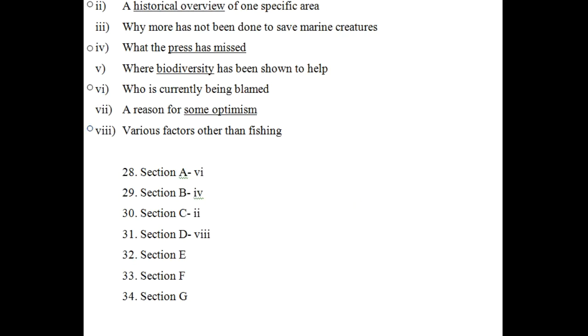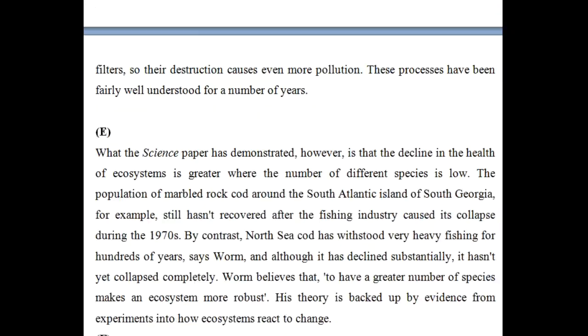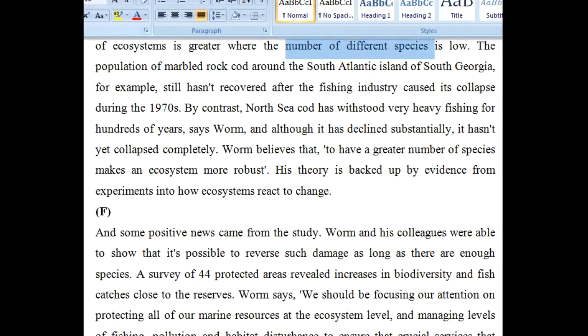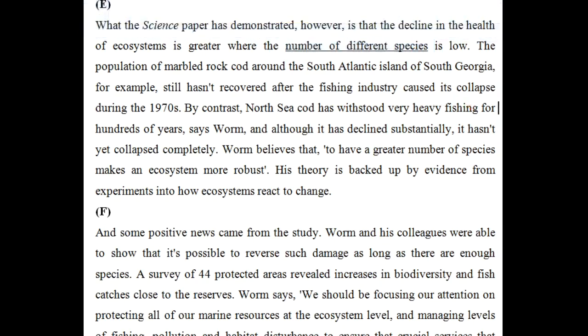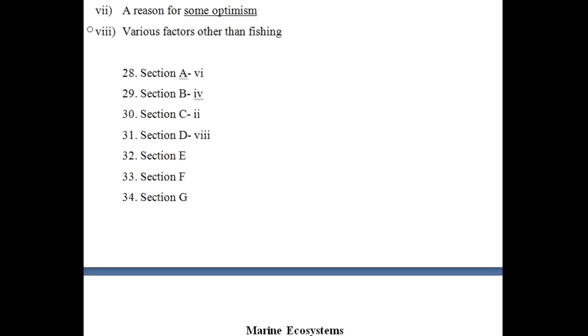Now come to paragraph E. Paragraph E is saying what the science paper has demonstrated, however, is that the decline in the health of the ecosystem is greater where the number of different species is low. Decline is greater where the number of different species is low. So actually one thing we definitely get, that is biodiversity, because in the beginning I told you about biodiversity. So let me see, what about biodiversity are we searching? Can we get this answer here?